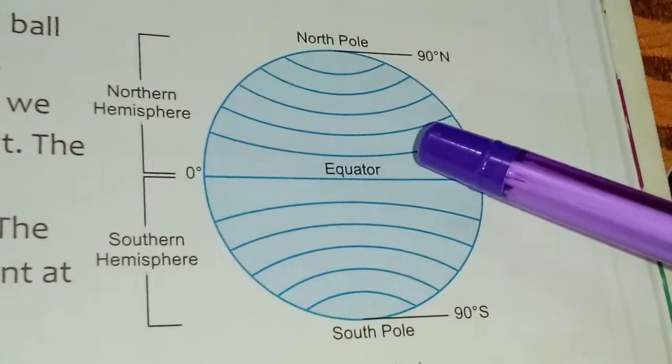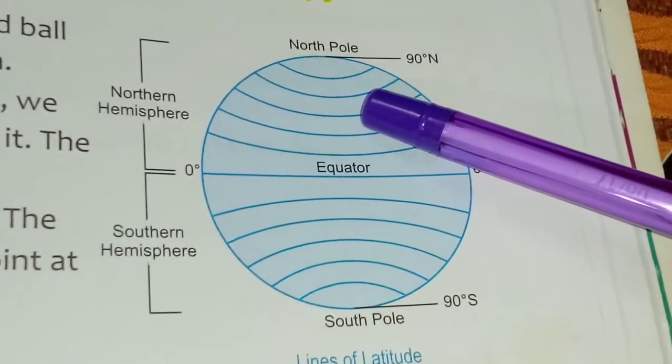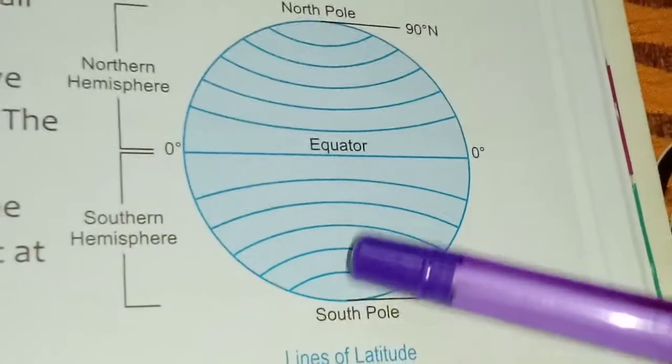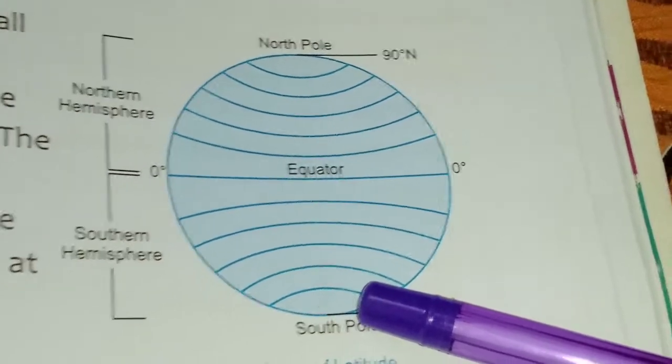The part of the Earth which lies to the north of the equator is called the northern hemisphere, and the part located south of the equator is called the southern hemisphere.